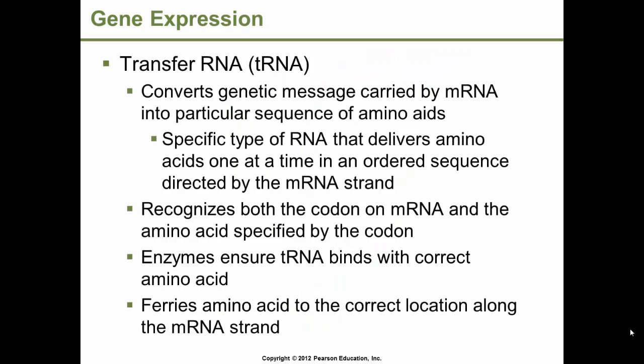Transfer RNA, or tRNA, is going to convert our genetic message carried by the messenger RNA into a particular sequence of amino acids. tRNA is a specific type of RNA that's responsible for delivering amino acids one at a time in an ordered sequence directed by the code on the messenger RNA. It recognizes both the codon on the messenger RNA and the amino acid specified by that codon, that three-letter sequence. Specific enzymes ensure that tRNA binds with the correct amino acid. So it's going to ferry these amino acids to the correct location along the mRNA strand.